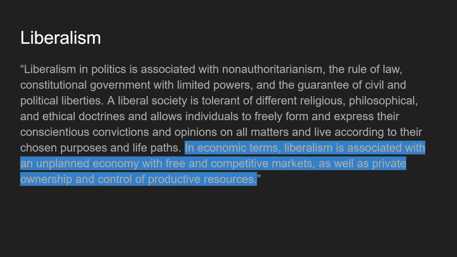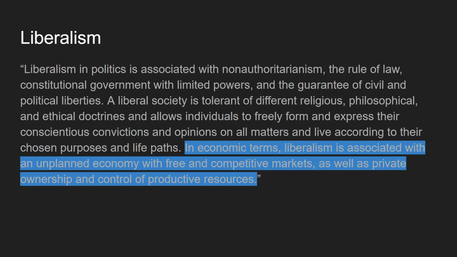So I did the cheap college essay thing, and I pulled out what is liberalism from, I don't think it's Webster, it's just Google, I think, but it says liberalism in politics is associated with non-authoritarianism, the rule of law, constitutional government with limited powers, and the guarantee of civil and political liberties. A liberal society is tolerant of different religions, philosophical and ethical doctrines, and allows individuals to freely form and express their conscientious convictions and opinions on matters and live according to their chosen purposes and life paths, right? All of that sounds good. All of that sounds fun.